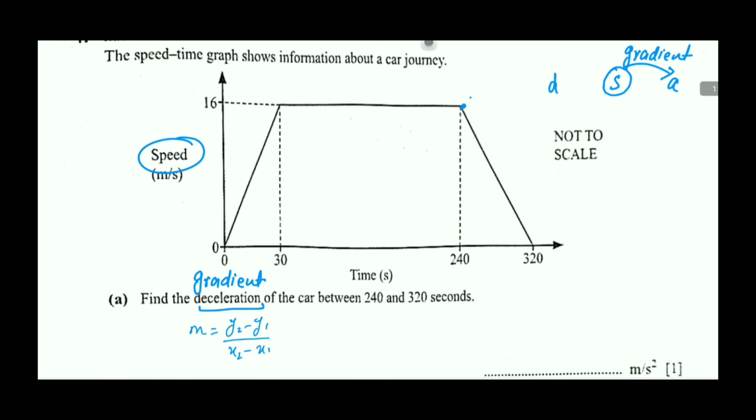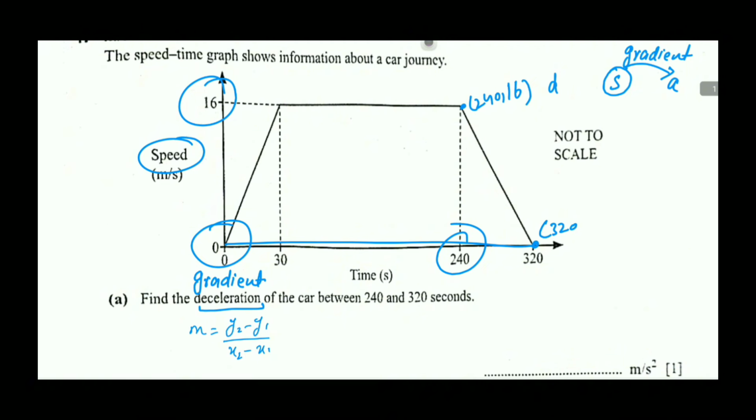The coordinates of this point: 240 is x. First of all, you have to write the x coordinate, please don't forget it. Don't be confused here. First you write the value of x, then the value of y. The value of y here is 16. What are the coordinates of this point? 320 is x here and y is 0 here. On the x axis, you know that the y coordinate is 0.